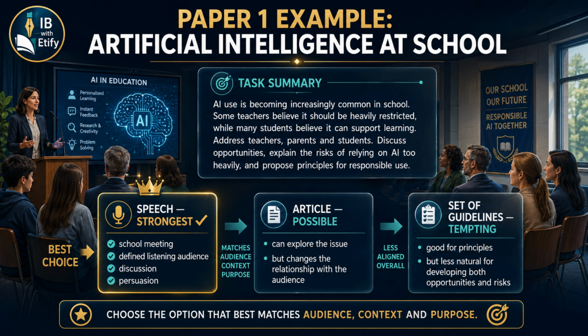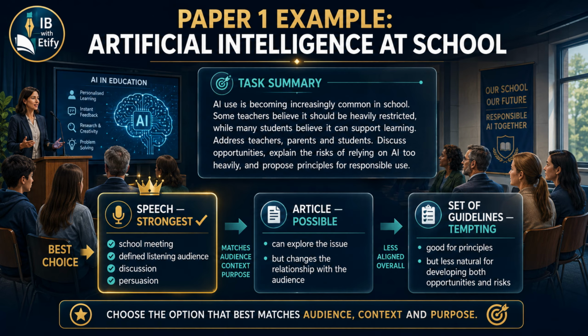The speech is the strongest option. The task gives you a school meeting, a clearly defined listening audience, and a purpose that requires discussion and persuasion. A set of guidelines may look tempting because you are asked to propose principles for responsible use. But the task also asks you to discuss opportunities and risks, so guidelines would not support the full argument as naturally. An article could explore both sides in detail, but it would create a different relationship with the audience. Readers would encounter it independently rather than hearing it at the meeting.